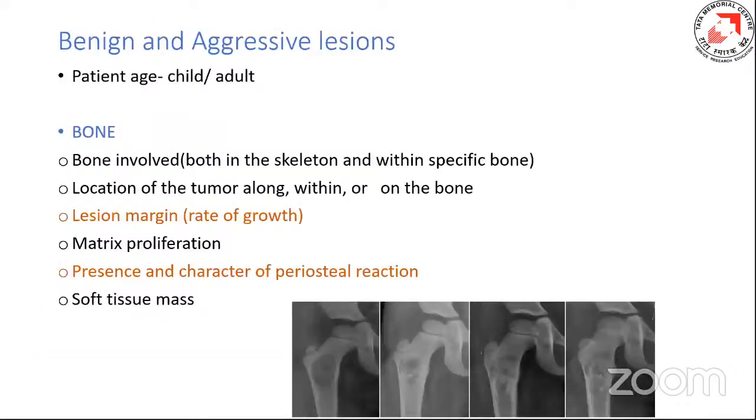Next slide, please. So we know that age is an extremely essential and crucial component in the diagnosis of these bone tumors. Second, if we pick up the lesion, we try to characterize which part of the bone is involved, and what is the location within the bone. The two most important criteria are the lesion margins, which tell about the rate of growth, and the presence and character of the periosteal reaction. Associated matrix will tell whether it is osteoid, chondroid, or fibrous. And if there is a soft tissue component, it further suggests we are dealing with an aggressive lesion.